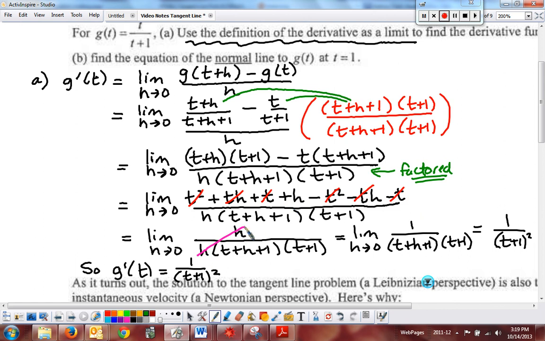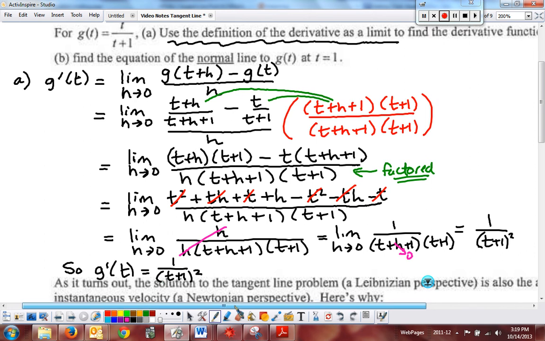Oh, look, the common factor goes away. Remove the discontinuity. Now I can plug in 0 right here for the h. So we basically let the h go to 0, and I'm left with t plus 1 times t plus 1, or t plus 1 squared. So that gives me a formula for the derivative at any t that I want.